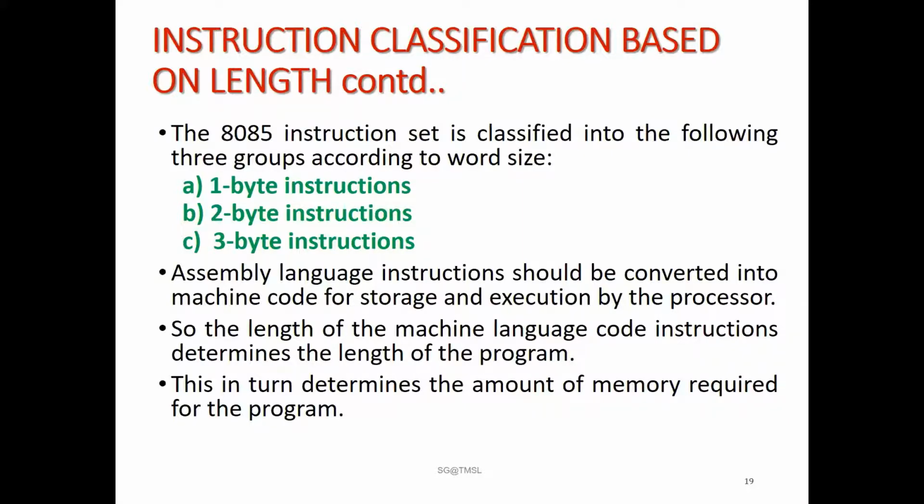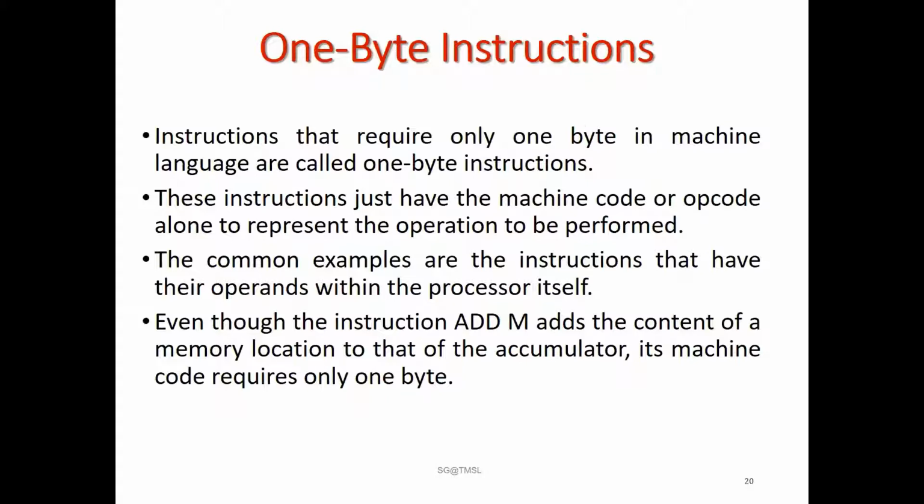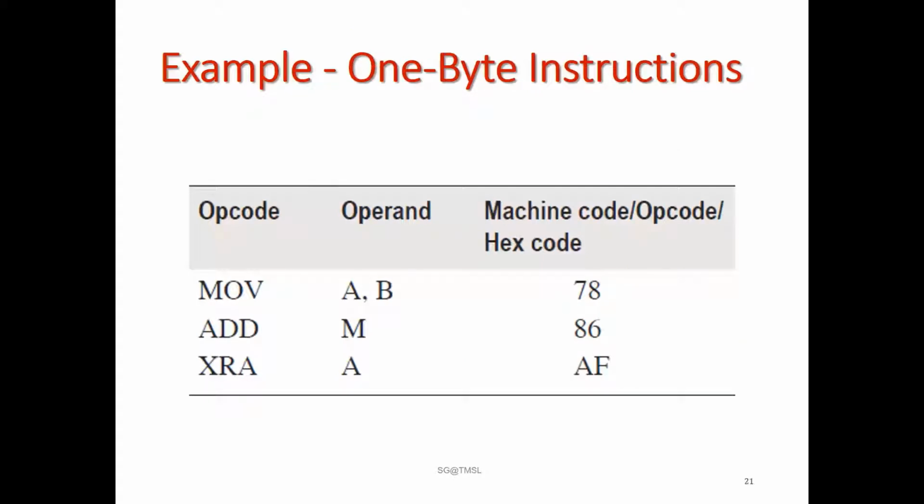So 1 byte instructions are those which require only 1 byte in machine language. These instructions have the machine code, which is called the opcode, to represent the operation that is to be performed. Here are some examples of 1 byte instructions, like MOV A, B.